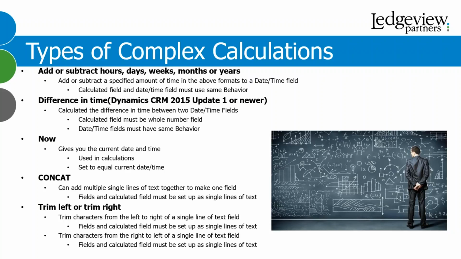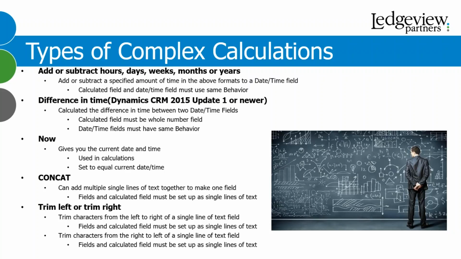A newer one in Dynamics CRM 2015 Update 1 or newer is the difference in time. So you can do difference in days, weeks, months, years, hours. You can do the same thing as with add or subtract, but you're doing the difference between two date and time fields. Again, those date and time fields must have the same behavior, otherwise you will get an error. And the calculated field must be a whole number. As long as it's set up that way, you'll be able to pull the difference in time.